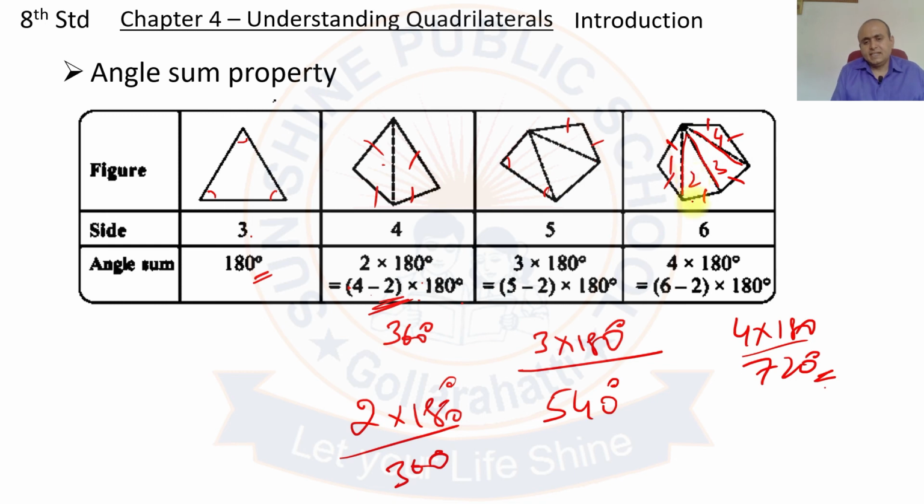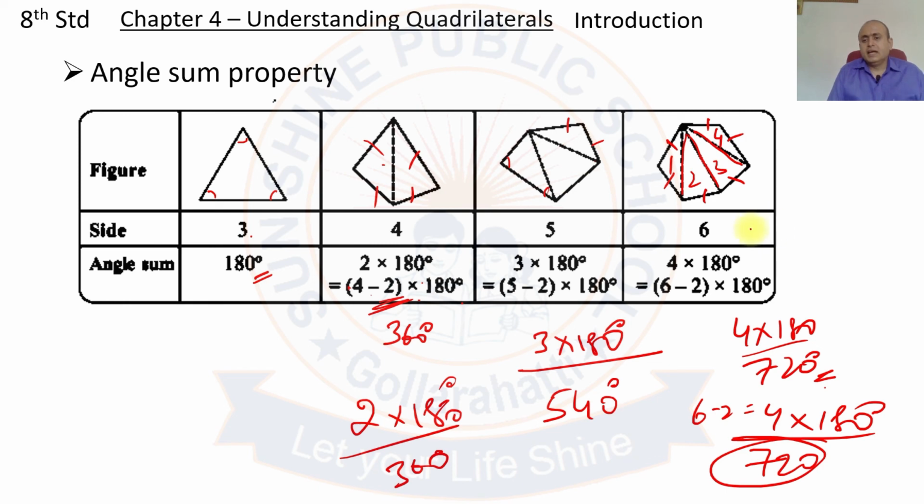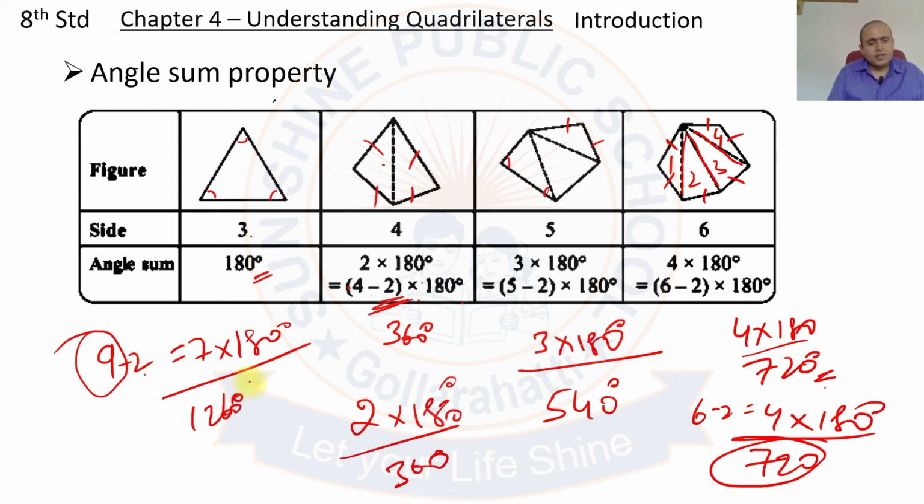For a polygon having six sides, if you subtract 2, that is 6 minus 2, which is 4, and when you multiply 4 into 180, you will get the sum 720. The angle sum property of a hexagon is 720 degrees. In the same way, the number of sides minus 2. If there is a 9-sided figure, a nonagon, if you subtract 2, you get 7, and multiply with 180 degrees. 7 into 180 gives you 1260 degrees. Therefore, this is the angle sum property of a nonagon.